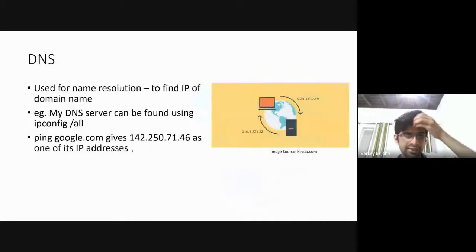Then you have the DNS. The DNS is used for name resolution. Like I ask for google.com, then the DNS server tells me this is the IP address for google.com. So basically what I did earlier: we ping google.com, and the DNS server tells me this is the IP address for google.com. Similarly, you can find the DNS server for your own device using ipconfig /all.